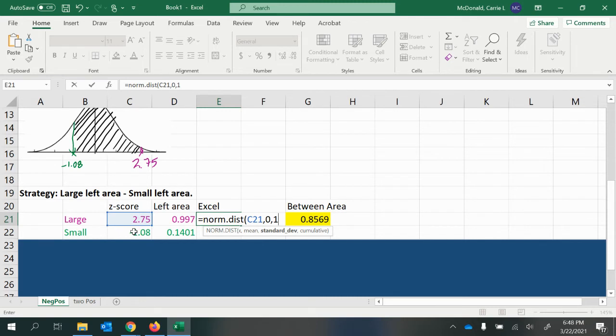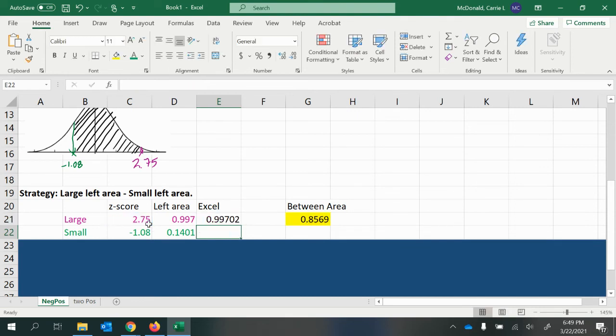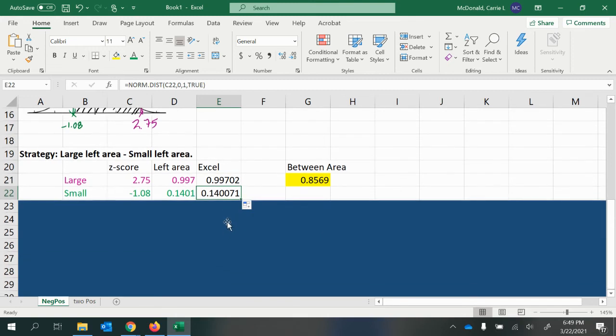If you're doing a similar example where it is not standard and you don't have z-score boundaries, you'll have a different mean and a different standard deviation to put in there. Then I'm also going to say TRUE for cumulative, which will always be the case when using NORM.DIST. Now I'll press enter, and since I used a cell reference there, I'm able to copy this down. Otherwise, you can just type it in by hand each time by actually typing in the z-score numbers.